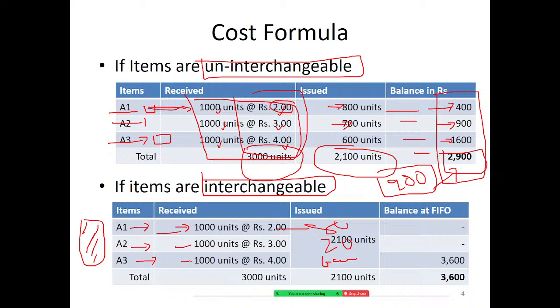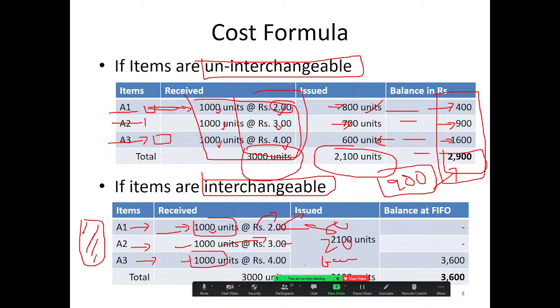So what do we do in the FIFO method? Purchase 1000. From this 1000 units, 800 units went out. Then balance 200, and then supply 700. At that moment, the balance 200 will be taken from here, and 500 will be taken from here, and the third issue is 600 units. Finally, the balance how much? Out of this, total supply equals 2100.